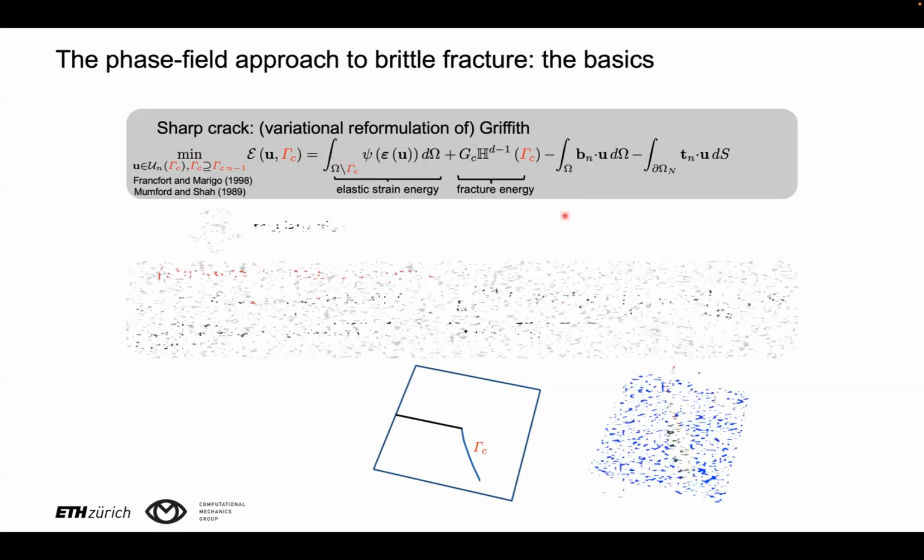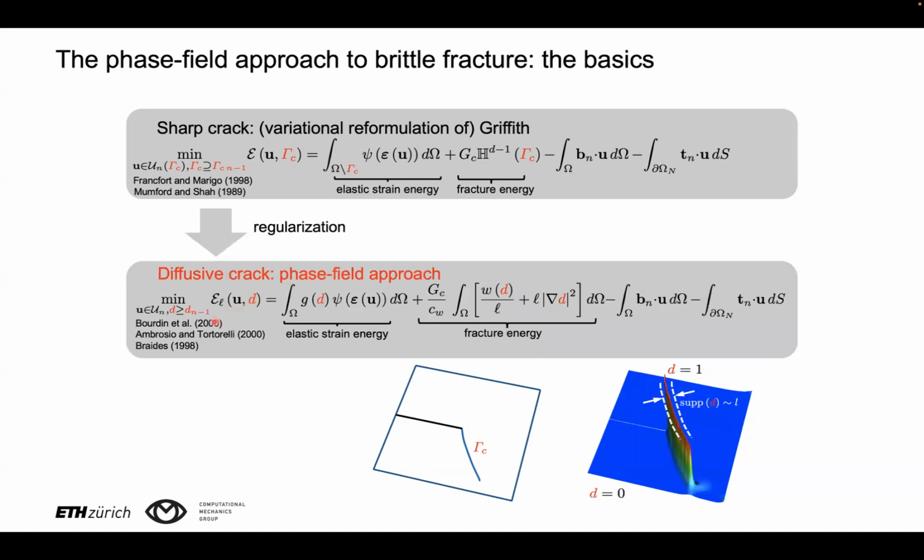This is why a major step forward was made in the year 2000 when Bourdin, Francfort, and Marigo proposed a regularization of the variational reformulation of Griffith theory. This regularization led to what is nowadays called the phase field approach. The difference between the variational Griffith approach and the phase field approach is that the crack in the phase field approach is no longer a so-called sharp crack, as you see exemplified in this figure, but a so-called diffusive crack. So we are approximating the crack through the steep variation of a field, which we call d.